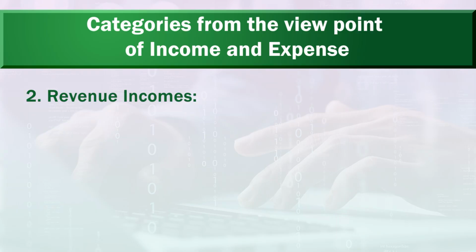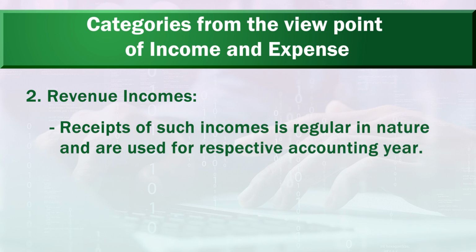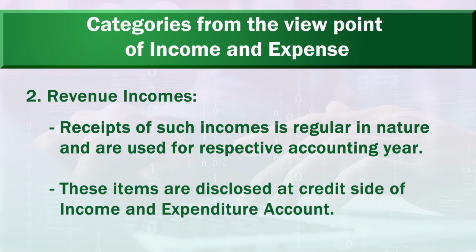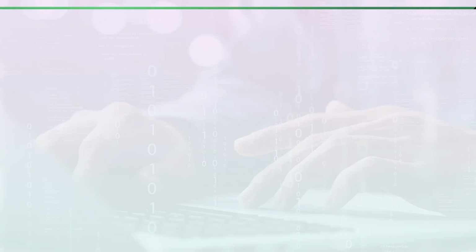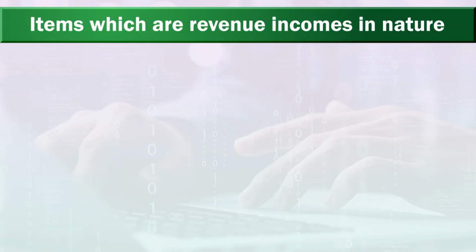Let us move on to the second category, which is revenue incomes. Receipts of such income are regular in nature and are used for the respective accounting year. These items are disclosed at credit side of income and expenditure account. Let us see these items which are revenue incomes in nature.